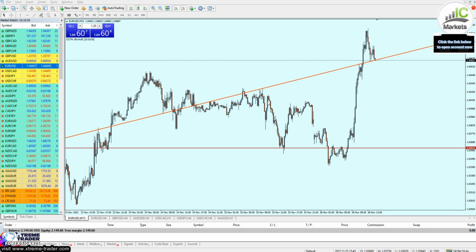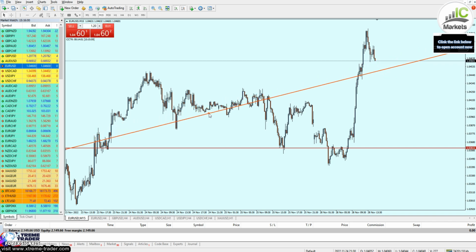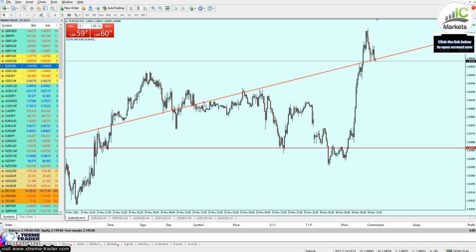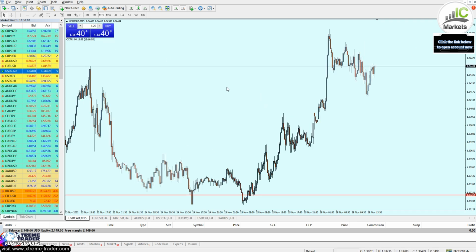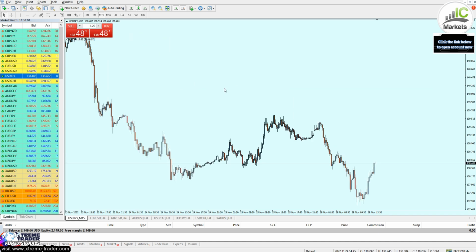So we are always aiming for the first attempt. Therefore, I'm going to ignore the setup right here. I'm not actually seeing anything good for the EURUSD right now, so I'm going to ignore this setup. Same goes for the USD-CAD.